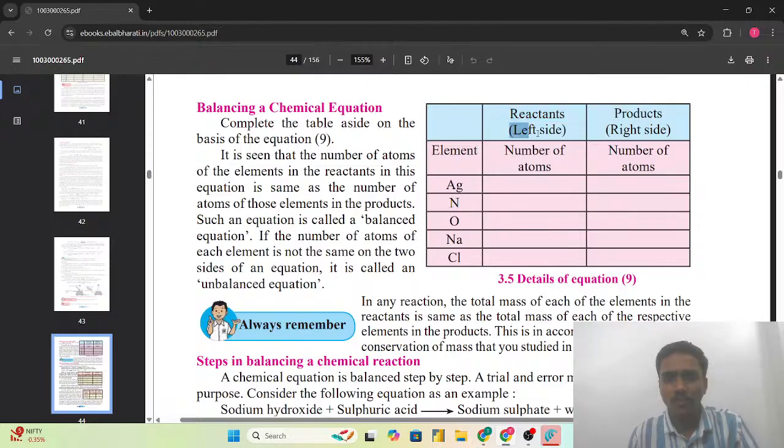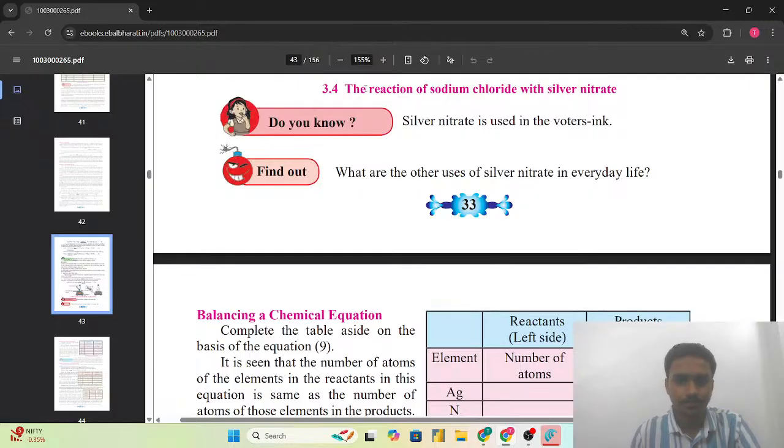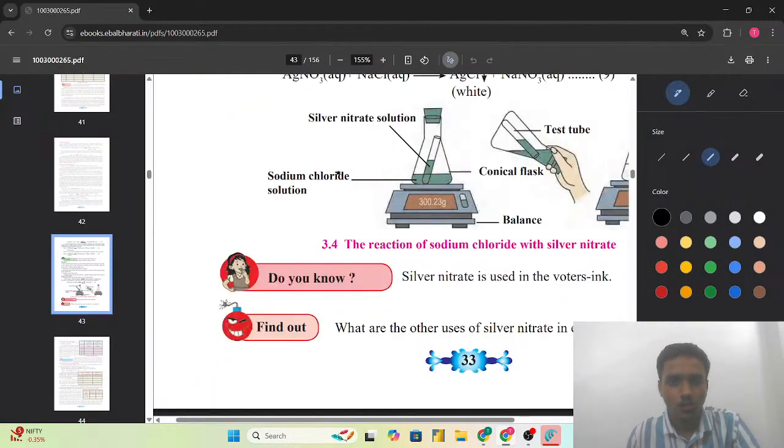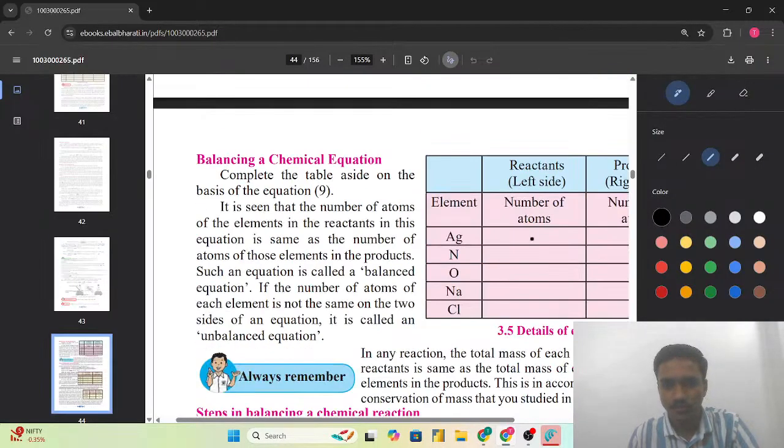तो चलिए देखते हैं। रिएक्टेंट्स we have given, that is the left side, and products we are given, that is the right side. So here are the names of the elements that are taking part in this particular chemical reaction. Then reactants number of atoms and product number of atoms we have to write down in this table. तो चलिए देखते हैं। So as we can see here that silver on the reactant side 1 is there. So number of atoms of the silver will be 1.